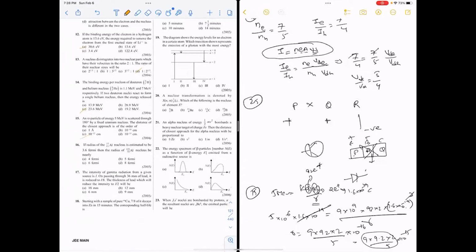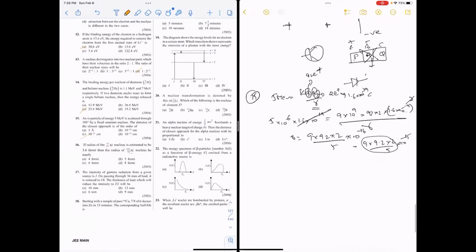16th: if the radius of aluminum 27 is estimated to be 3.6 Fermi, the radius of, this is not aluminum, is it aluminum? The 125 nucleus will be. So how to solve this? 16th one. 3.6 is equal to R naught A power 1 by 3, 27 power 1 by 3. R dash is R naught into 125 power 1 by 3. So what is R naught? 3.6 by 3, because 27 power 1 by 3 is 3. Yeah, this is 5. 1.2 into 5, how much is it? 6. Able to understand this? 6 Fermi.